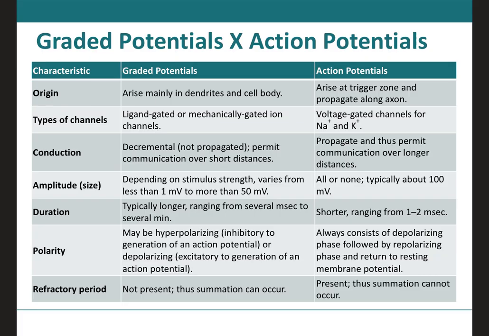And here I did a little summary for you guys of the difference between graded potentials and action potentials so that you can compare the two.